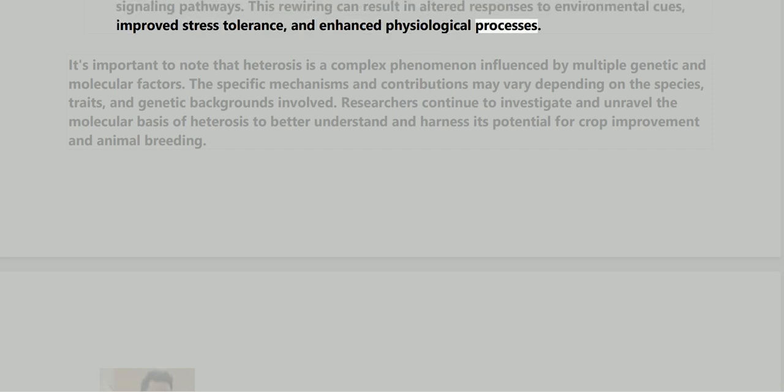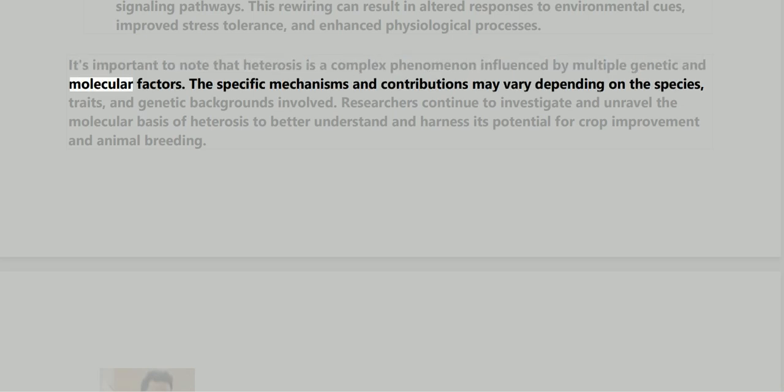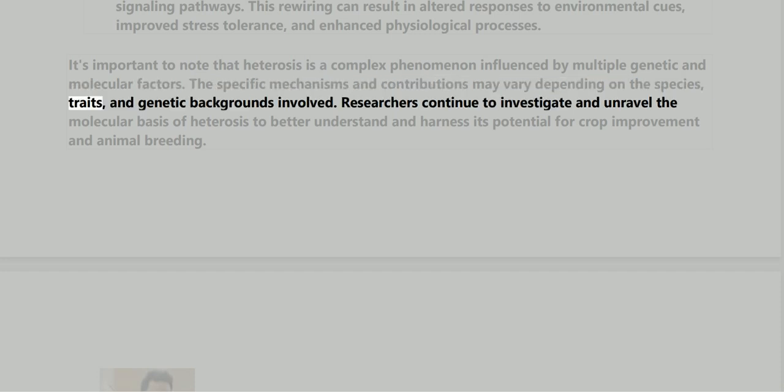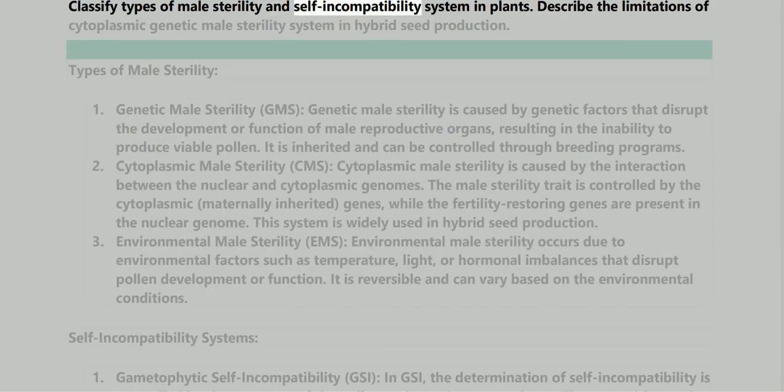It's important to note that heterosis is a complex phenomenon influenced by multiple genetic and molecular factors. The specific mechanisms and contributions may vary depending on the species, traits, and genetic backgrounds involved. Researchers continue to investigate and unravel the molecular basis of heterosis to better understand and harness its potential for crop improvement and animal breeding. Classify types of male sterility and self-incompatibility system in plants.